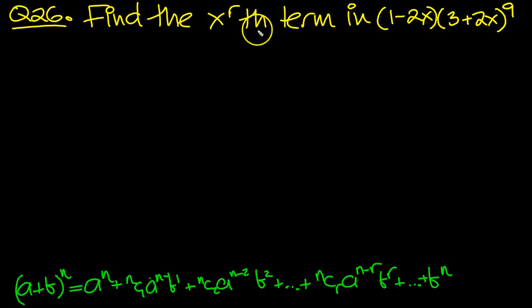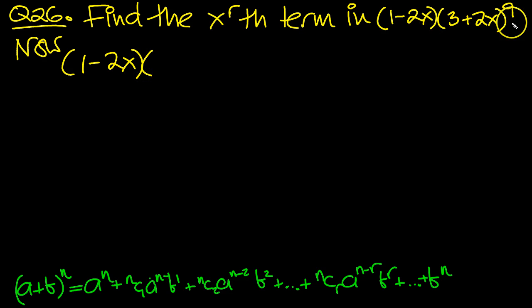Find the x to the rth term in the expansion of these brackets here. So let's have a look at this then. Now this 1 minus 2x is fine as is at the moment. And the 3 plus 2x to the 9, we can use the binomial theorem here. So the first term is 3, the second term is 2x and the power is 9. So it will be 3 to the 9 to start with.